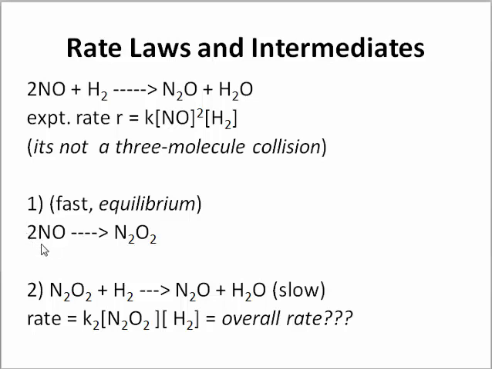Alright, so again, first a fast process occurs in which NO reacts with NO. This continues until the rate of the reverse reaction and the rate of the forward reaction are close to being the same. You build up a concentration of N2O2, then slowly some of these N2O2s react with H2. If this is the slow step, the rate determining step, the rate of reaction would be k2 times N2O2 times H2. And this would be the overall rate.